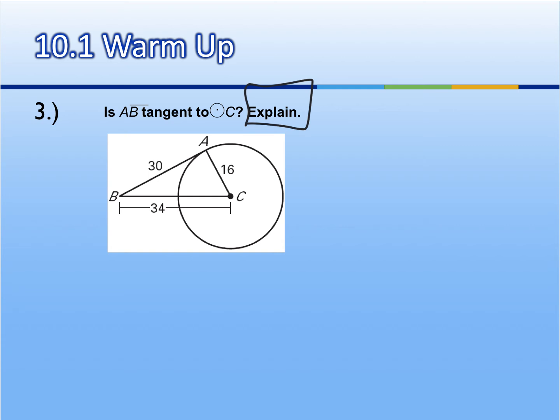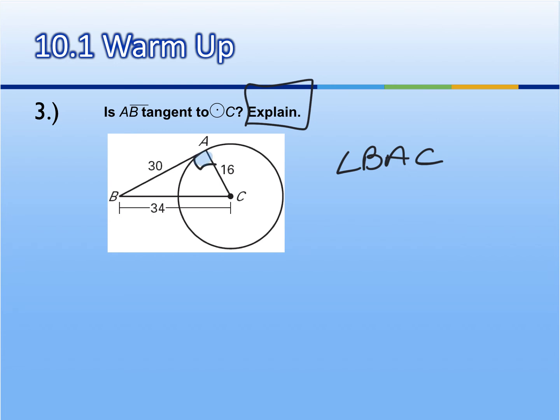And your explanation can just be your work. Because in order to prove that a segment or a line is a tangent, we need to make sure that the lines are perpendicular. And the way that we can confirm that is to make sure that this angle here, angle BAC, is a right angle. And the way that we're going to do that is to see if it satisfies the Pythagorean theorem. So the converse of the Pythagorean theorem states that if a squared plus b squared equals c squared, then we know it's a right angle or a right triangle, and then we would say that this is tangent.